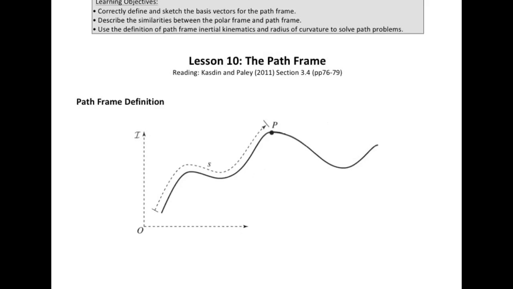Hey folks, in Lesson 10 we'll be discussing the path frame. The path frame is the second of our non-inertial reference frames. We did our polar frame, now we have a path frame. But one thing that's unique about the path frame is that we really don't care particularly about where the position of the point is or where the particle is in the path frame. This allows us to really focus in on the velocity and acceleration, and just like it says, with a path frame we're going to be defining this reference frame with respect to the path that the particle is traveling on.